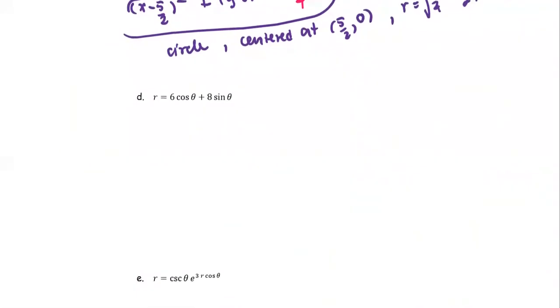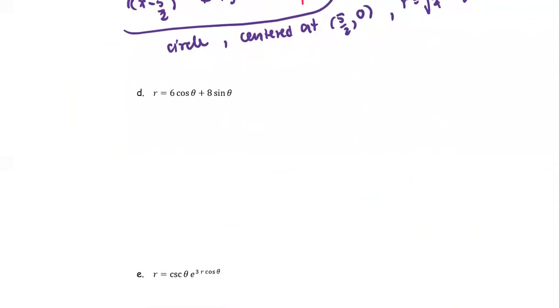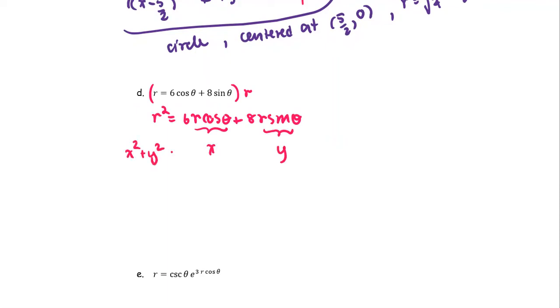The next part, r equals 6 times cosine theta plus 8 times sine theta. We would do the similar technique, multiply both sides by r to get r squared equals 6 times r times cosine theta plus 8 times r times sine theta. And then r times cosine theta is the x, r times sine theta is the y. We have the left-hand side as x squared plus y squared. So x squared plus y squared equals 6x plus 8y.